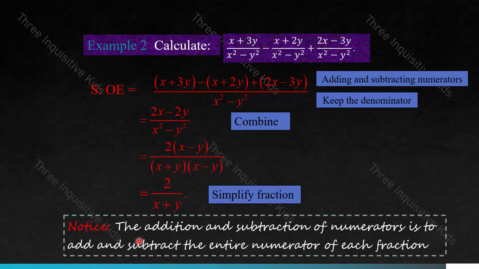Notice, the addition and subtraction of numerators is to add and subtract the entire numerator of each fraction. Adding these parentheses is essentially making you think of each of these numerators, each of these expressions on the top of these fractional expressions, as a whole. Again, this is where we are applying our holistic thinking.